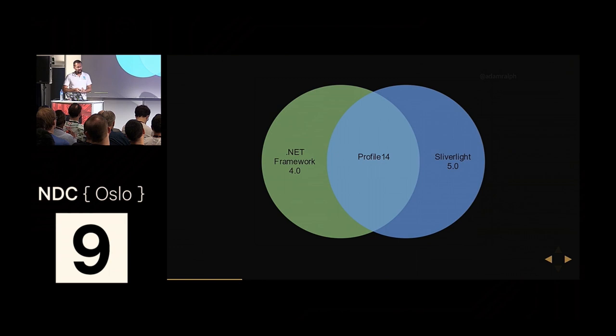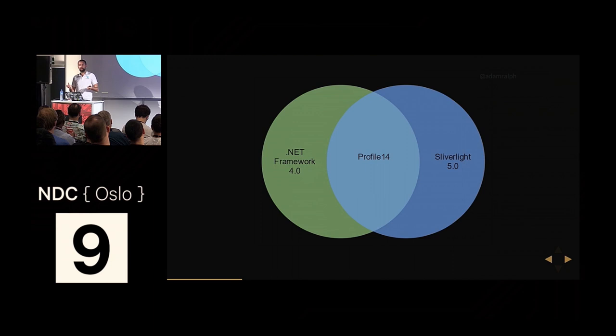And the idea there is that you compile against a set of reference assemblies for Profile 14, which only define the types which are actually in both platforms. And then you'll be able to take that compiled package and install it and run it on either of these two platforms. Right? Kind of makes sense.